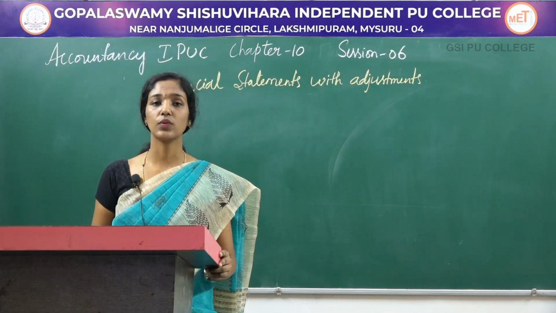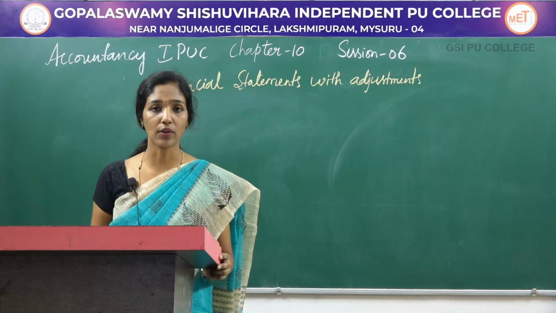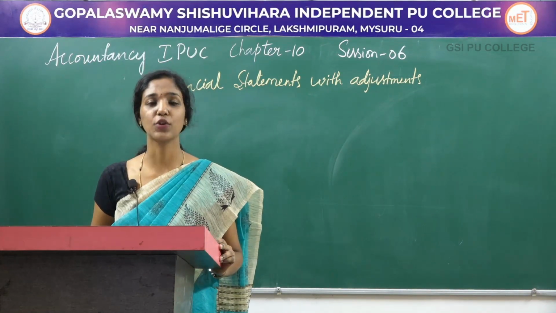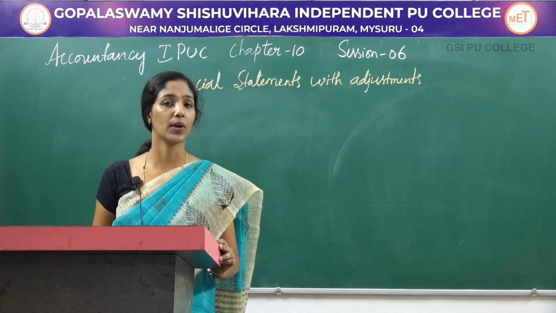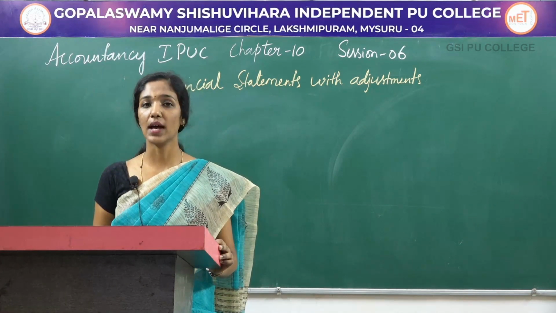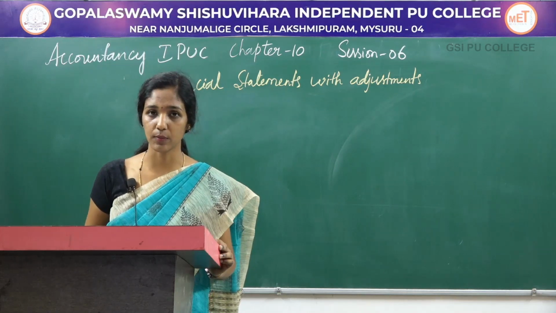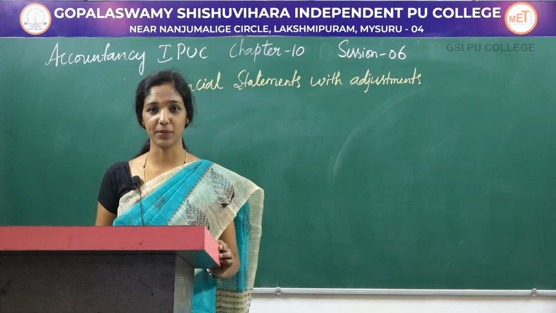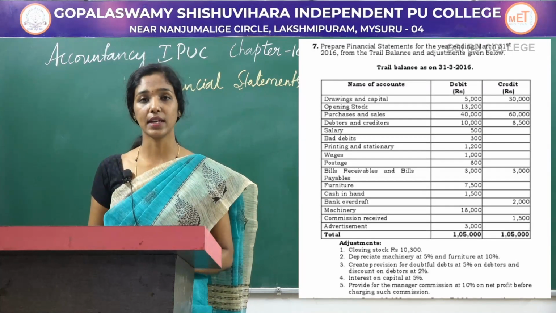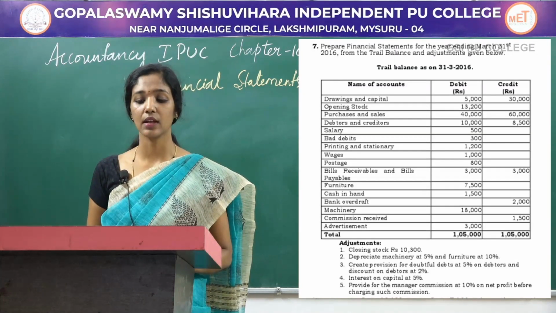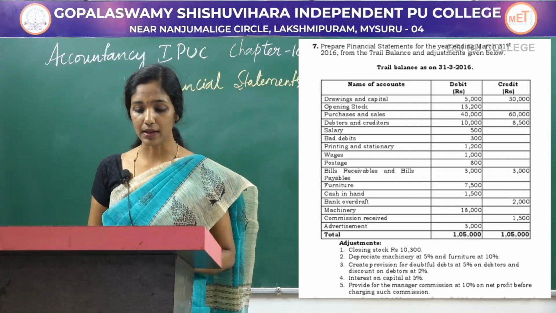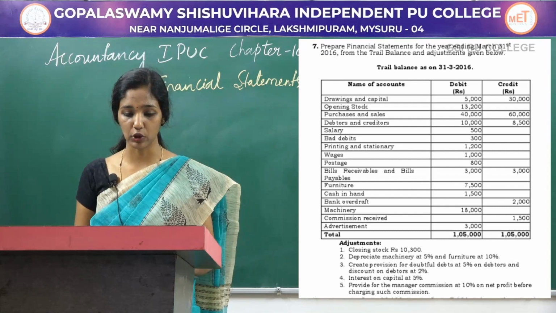In the previous class, we solved a problem based on financial statements of 12 marks. In today's session also, let us solve one more problem from chapter 10, that is financial statements with adjustments, in session number 6. Here is your example problem. Prepare financial statements for the year ending 31st March 2016 from the trial balance and adjustments given below.